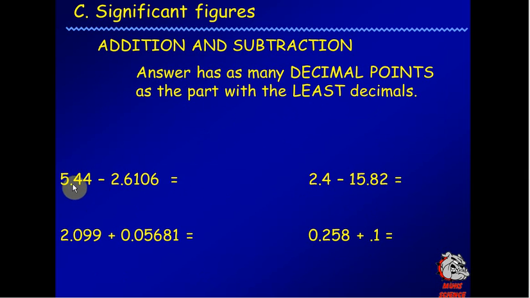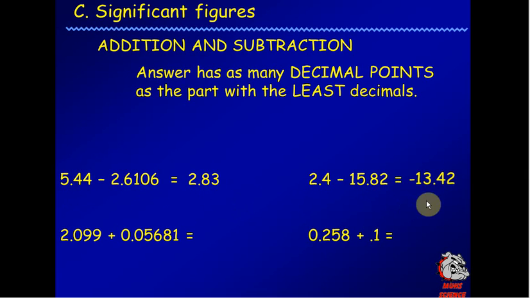So here I have 5.44 minus 2.6106. Your calculator would give an answer like this. But since I only know 2 decimal places here, and I know 4 here, my answer is only allowed to have as much information as my least precise measurement. That's 2 decimal places. So I need to round this off to 2 decimal places. That would be 2.83.